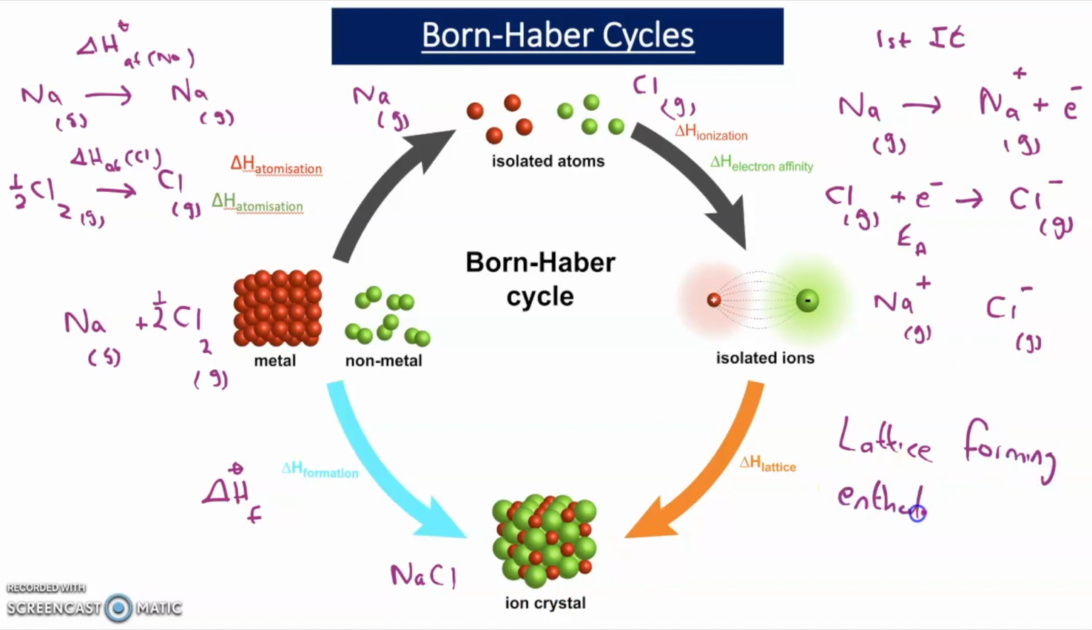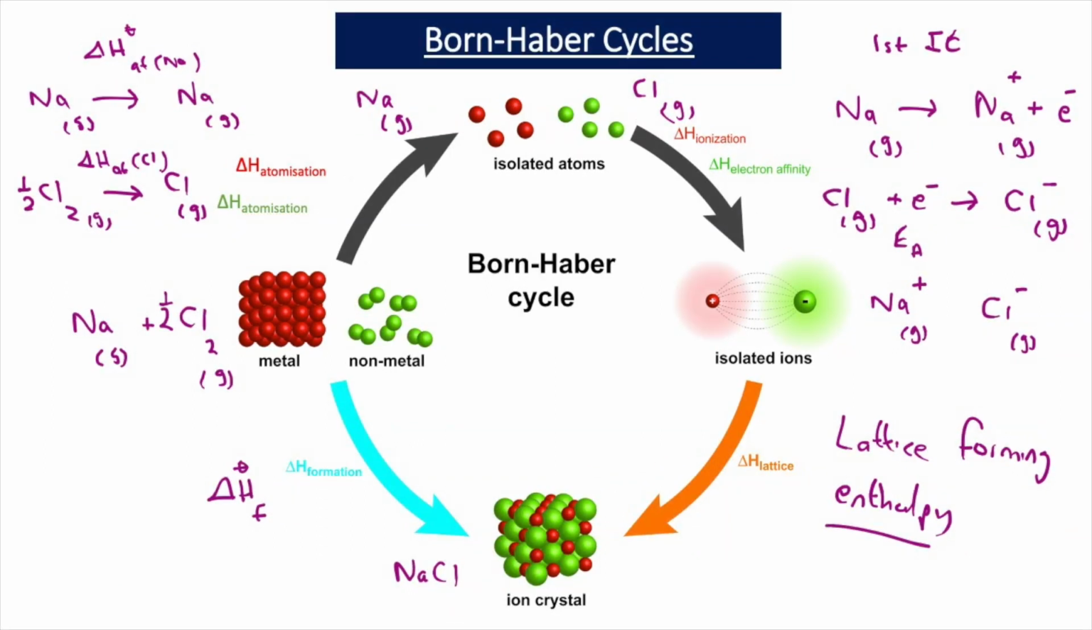Now my Born-Haber cycle is complete, and at A level we'll be expecting you to use a Born-Haber cycle to find out a missing value. Usually you're expected to find either the lattice forming or breaking enthalpy or the enthalpy of formation. However, you could be asked to find other changes such as atomization or ionization or electron affinity.